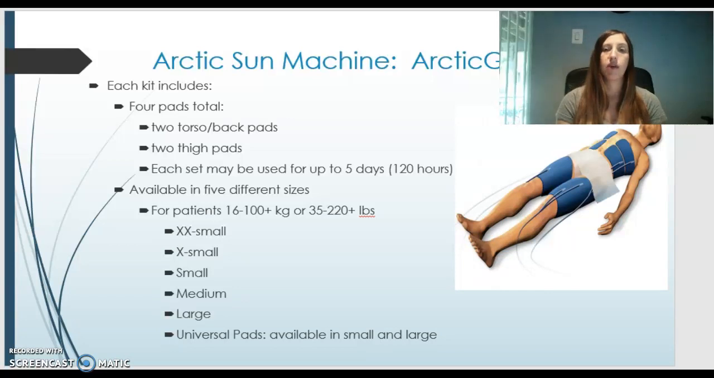The pads come in 5 different sizes for patients weighing 16 to 100 plus kilos or 35 to 220 plus pounds. And they come in extra small, small, medium, and large. And then for bariatric patients, we have universal pads. So if the large pads are not covering enough surface area, then you can use a large universal pad, and it kind of goes over, it's like a rectangle pad that goes over your abdomen to cover more area on the body.